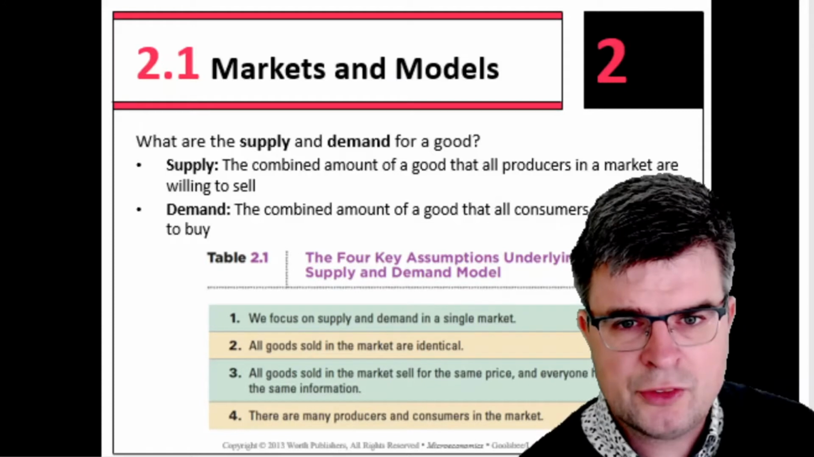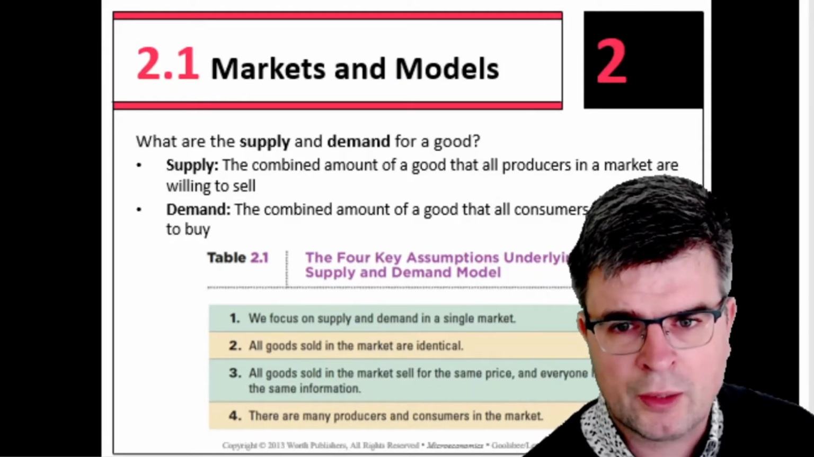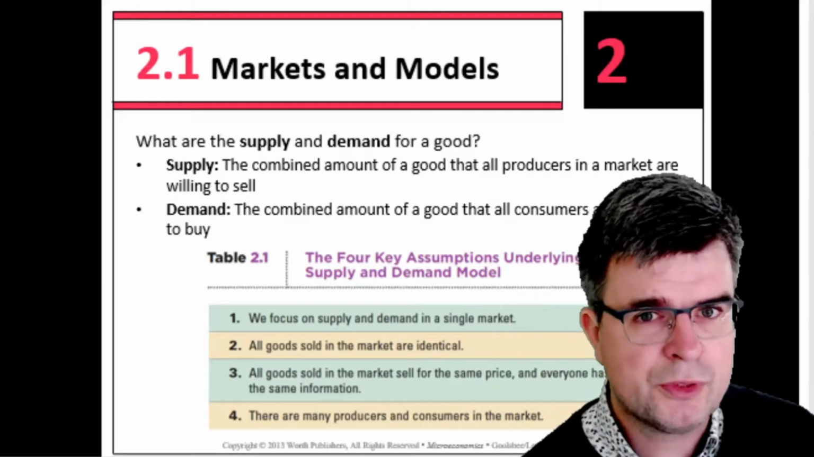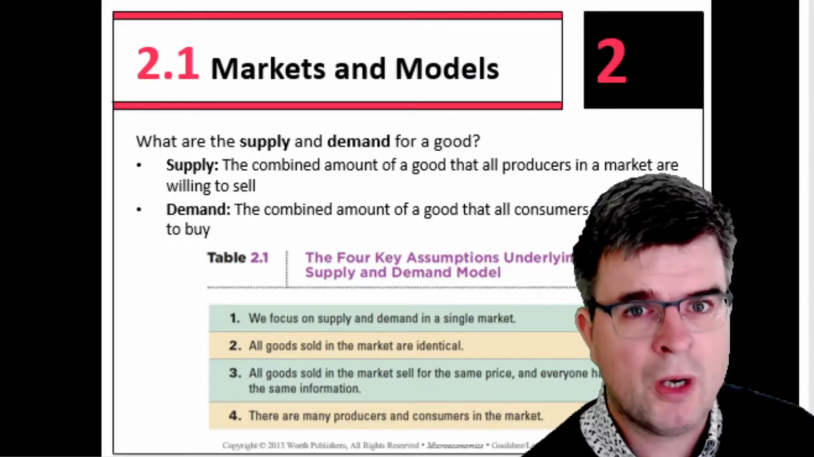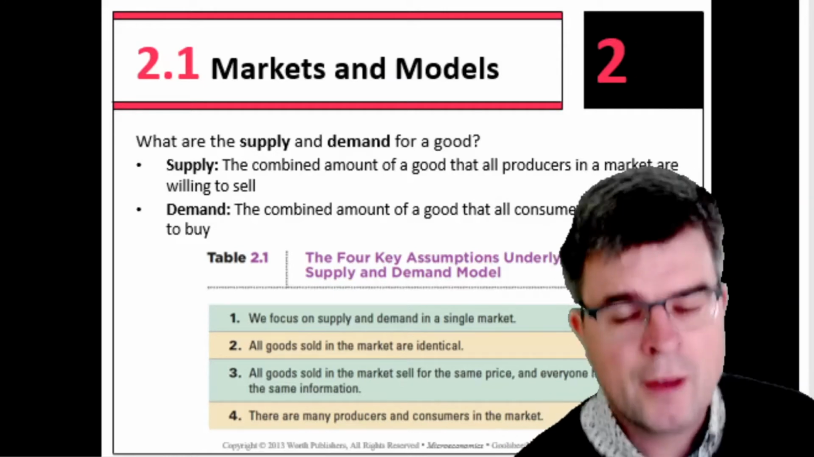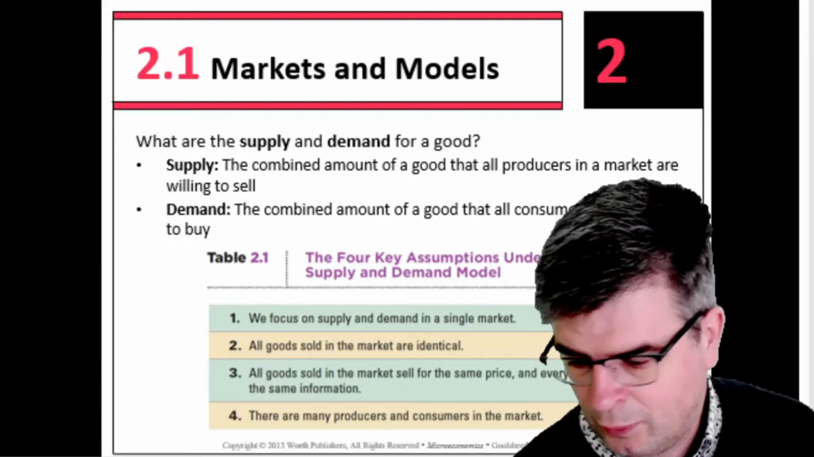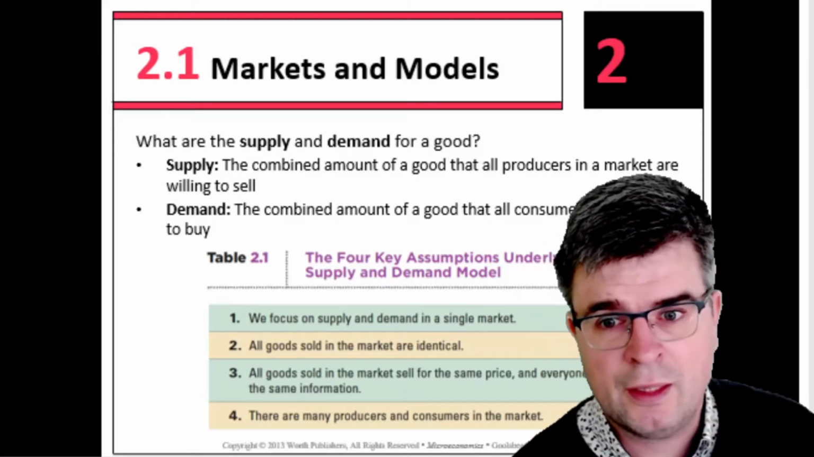And the 4 key assumptions underlying our simple supply and demand model are the following. So we focus on supply and demand in a single market. So pizza delivery at 8 o'clock in the evening in Groningen. We assume that all goods sold in the market are identical. In practice, that often doesn't hold true.